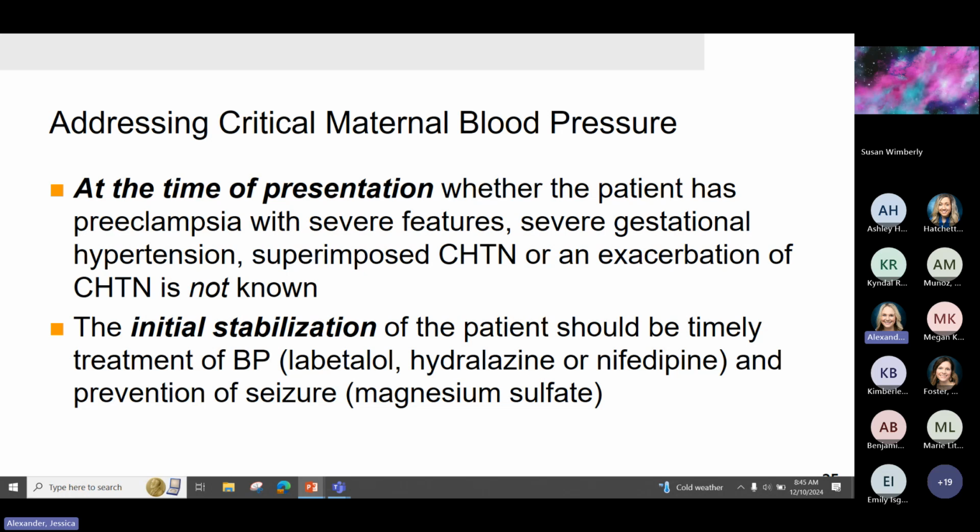Addressing critical maternal blood pressure at the time of presentation, whether the patient has preeclampsia with severe features, severe gestational hypertension, superimposed chronic hypertension, or exacerbation. Exacerbation is not known. In other words, you don't know the situation, but you're encountering severe blood pressures. The initial stabilization of the patient should be timely treatment, for which the three most common antihypertensives are labetalol, hydralazine, and nifedipine, and obviously magnesium for prevention of seizures.